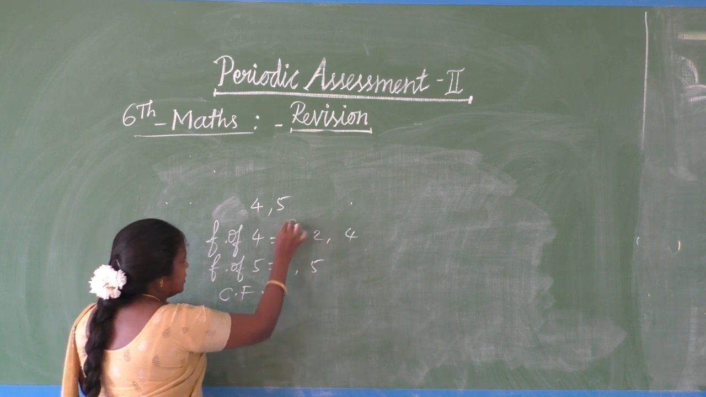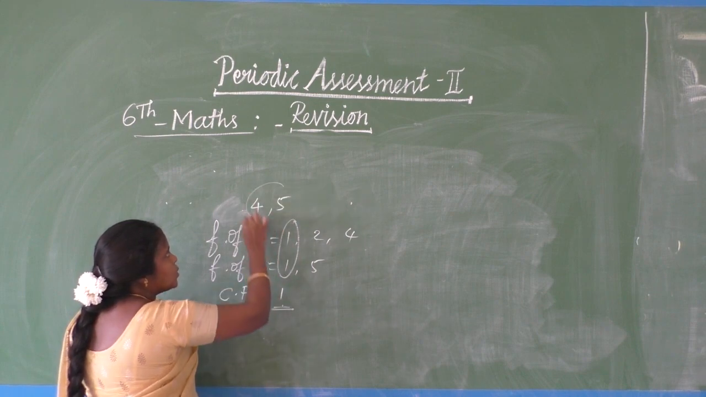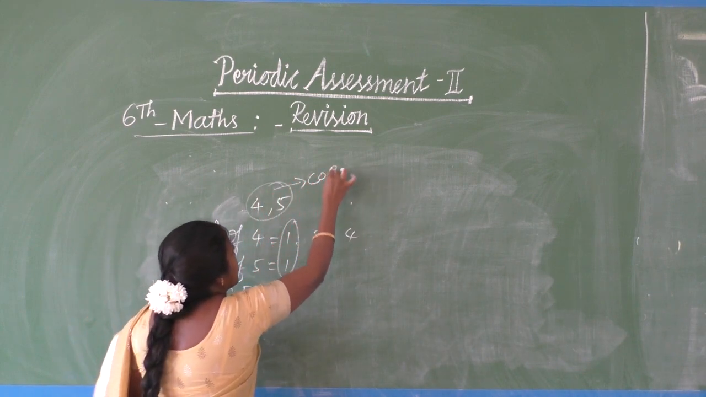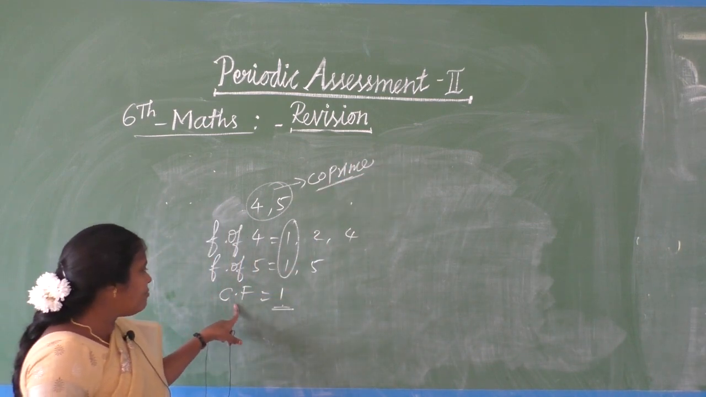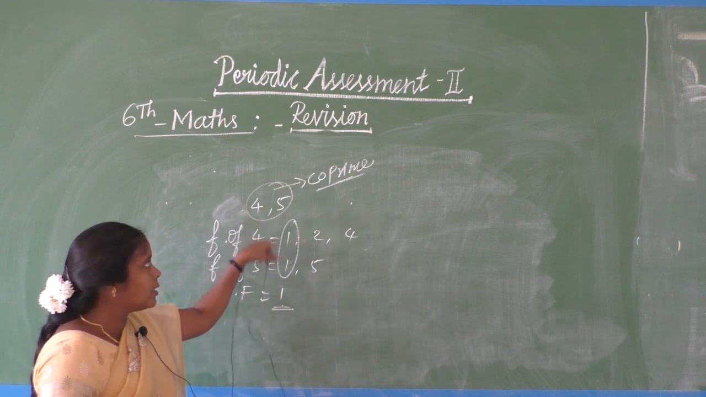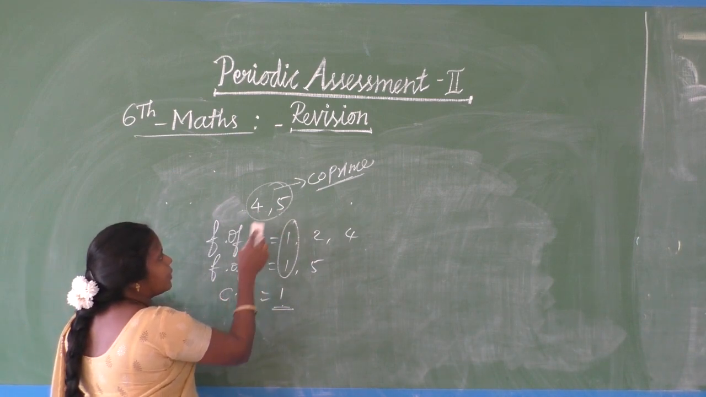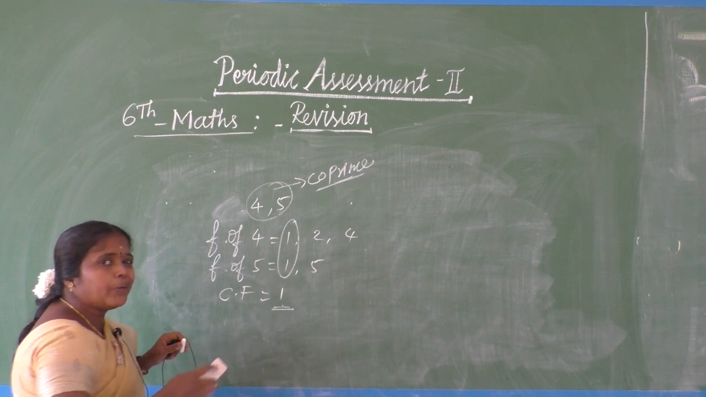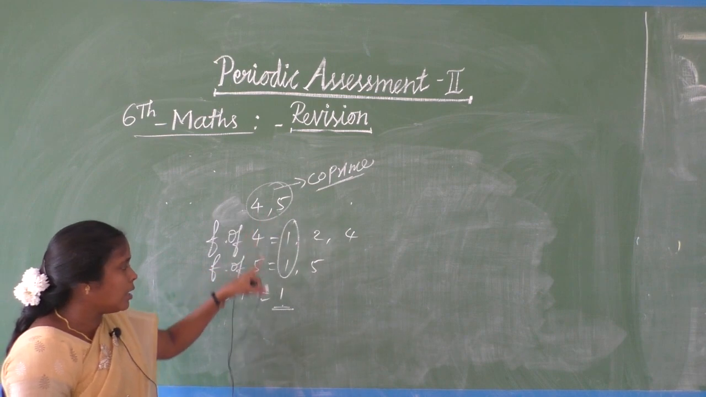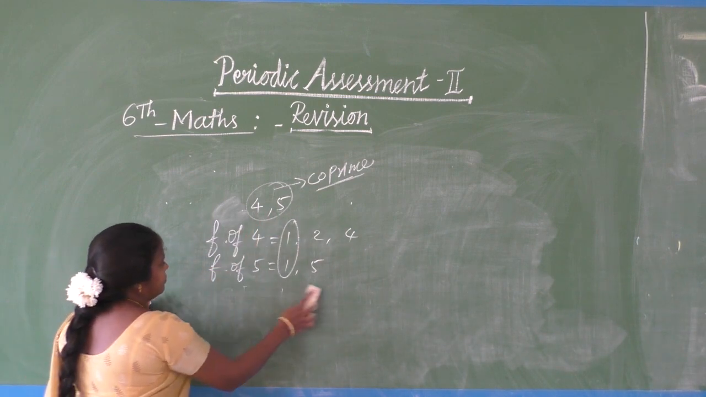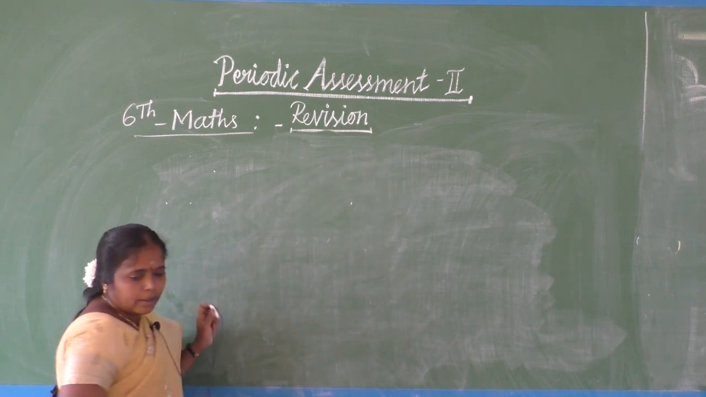Common factors: 1 only. That means these two numbers are called co-primes. If the numbers have common factor as 1, they are called co-primes. Clear? So 4 and 5 are consecutive natural numbers, consecutive meaning the next immediate. So consecutive natural numbers are always co-primes only. The co-prime condition is that they must have common factor 1. Clear?